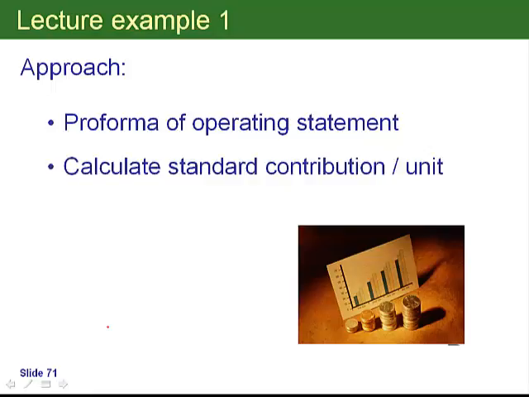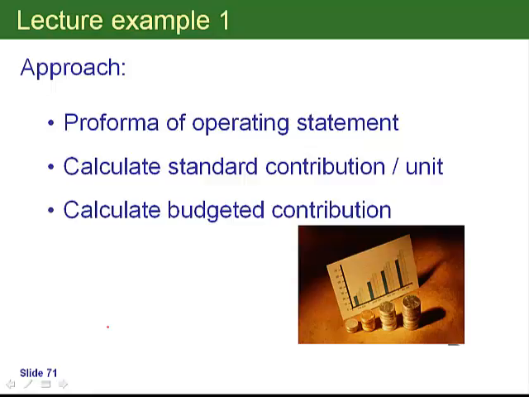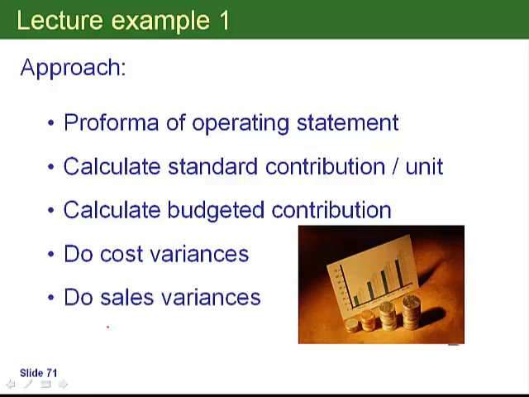Calculate your standard contribution per unit first, and your budgeted contribution you can then do, so the top line of your pro forma. Then do your cost variances. Now I suggest doing those first, basically because people are most comfortable with the materials variance, so it's a good place to start. And then lastly, do your sales variances.